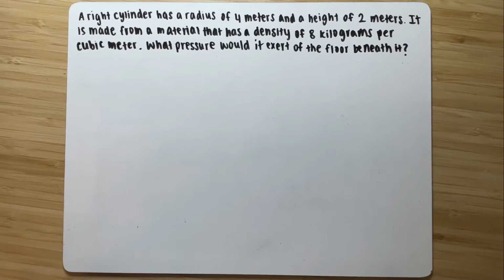A right cylinder has a radius of 4 meters and a height of 2 meters. It is made from a material that has a density of 8 kilograms per cubic meter. What pressure would it exert off the floor beneath it?